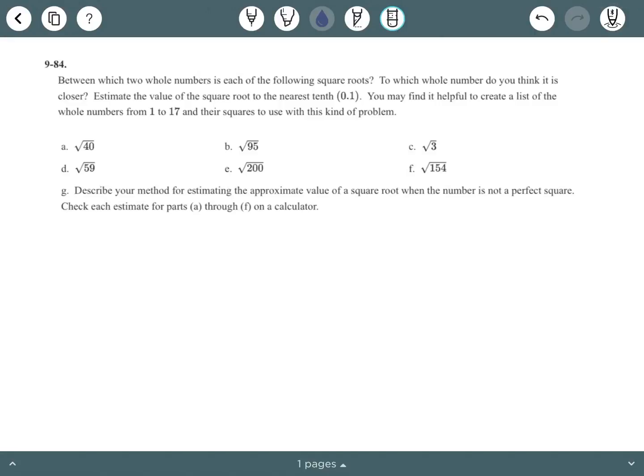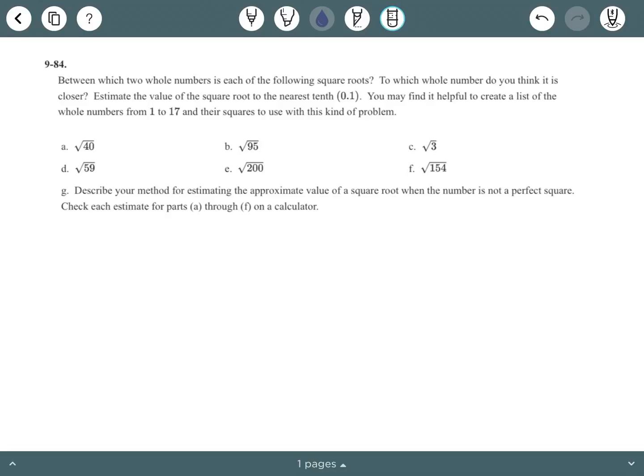984. Between which two whole numbers is each of the following square roots? To which whole number do you think it is closer? Estimate the value of the square root to the nearest tenth. You may find it helpful to create a list of whole numbers from 1 to 17 and their squares to use with this kind of problem.